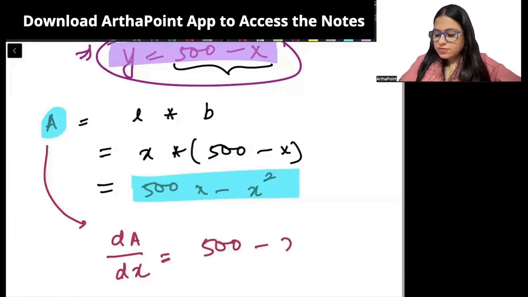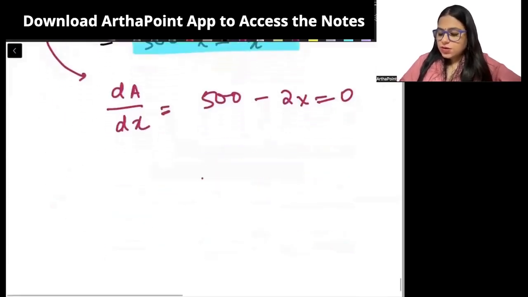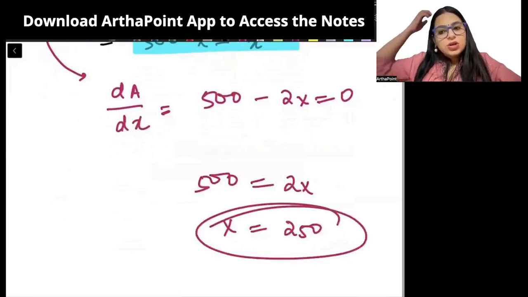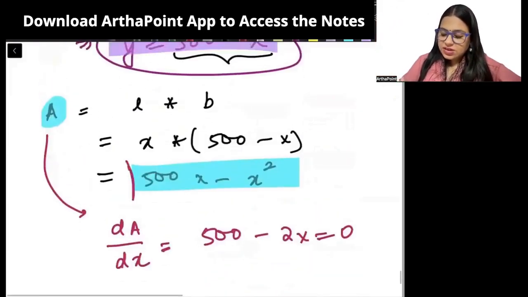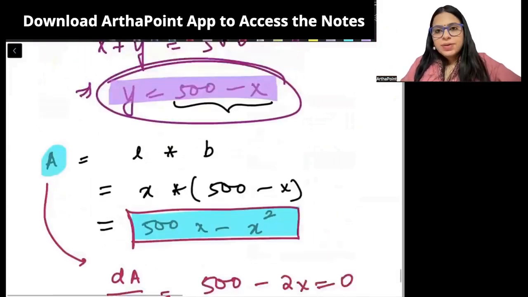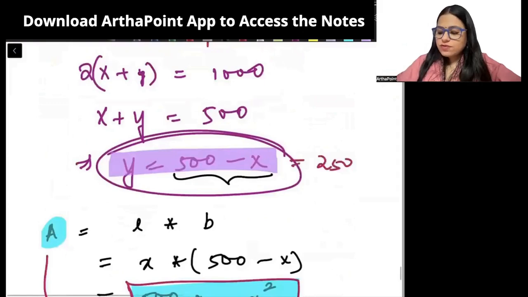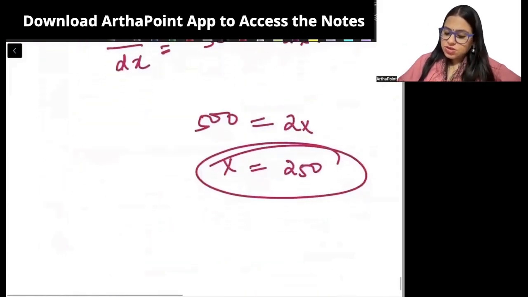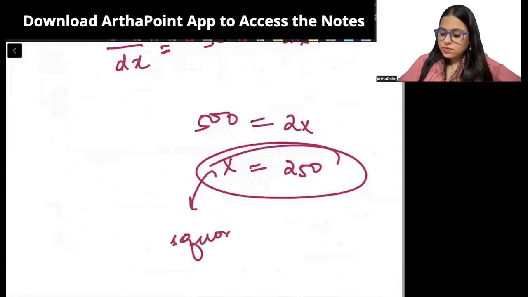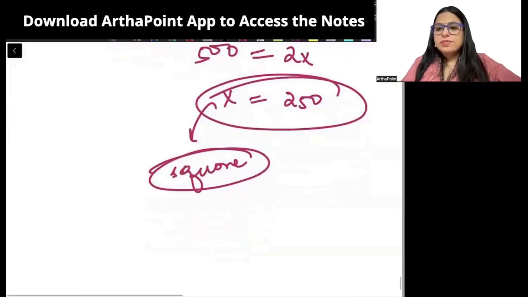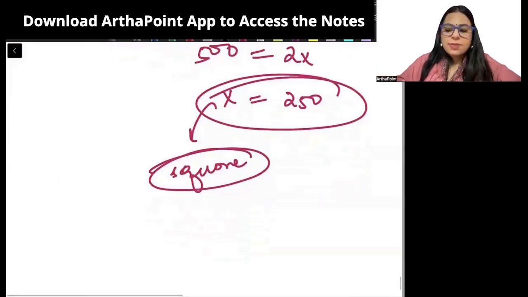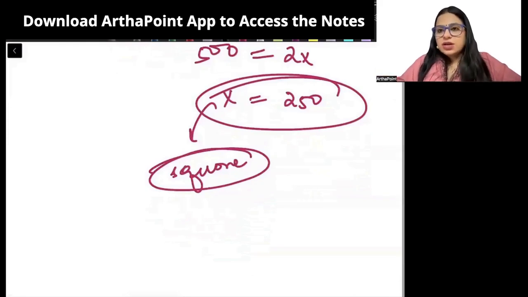We get 500 minus 2x equal to 0. 500 is equal to 2x, so x will be 250. When the value of x is 250, the area we are covering will be maximum. But when x is 250, y will also be 250, meaning it will come out to be a square. So if it is a square instead of a rectangle, we will be covering the maximum area possible.